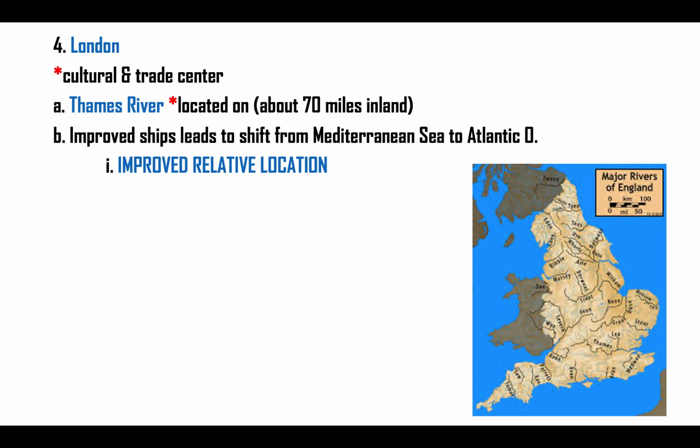And with this, as London became more of an epicenter of trade, that really shifted the focus of trade from the Mediterranean Sea to the Atlantic Ocean, and really increased the power of England. So this improved relative location became more lucrative for the English. Lucrative in the sense of more people coming in, more trade coming in equals more dollar bills, y'all.